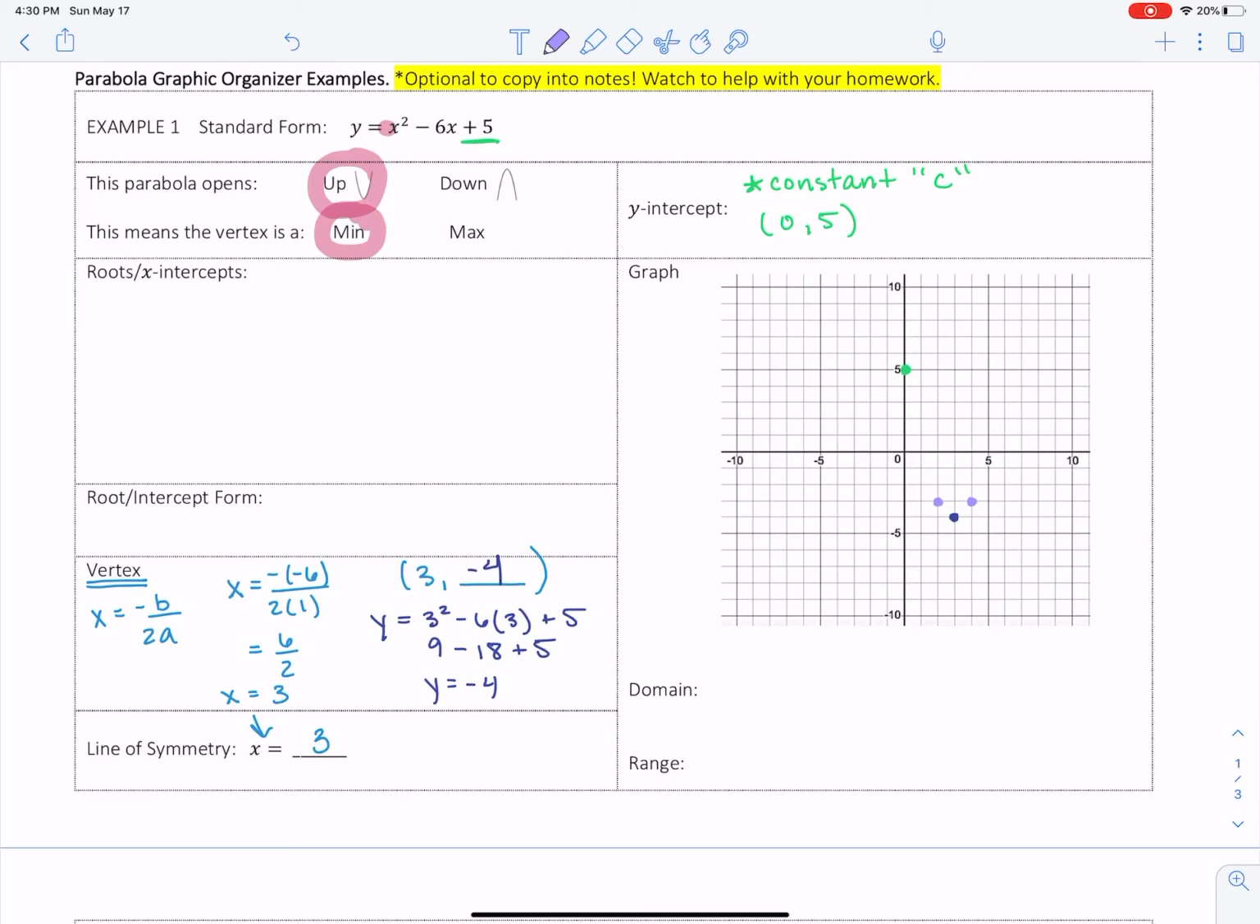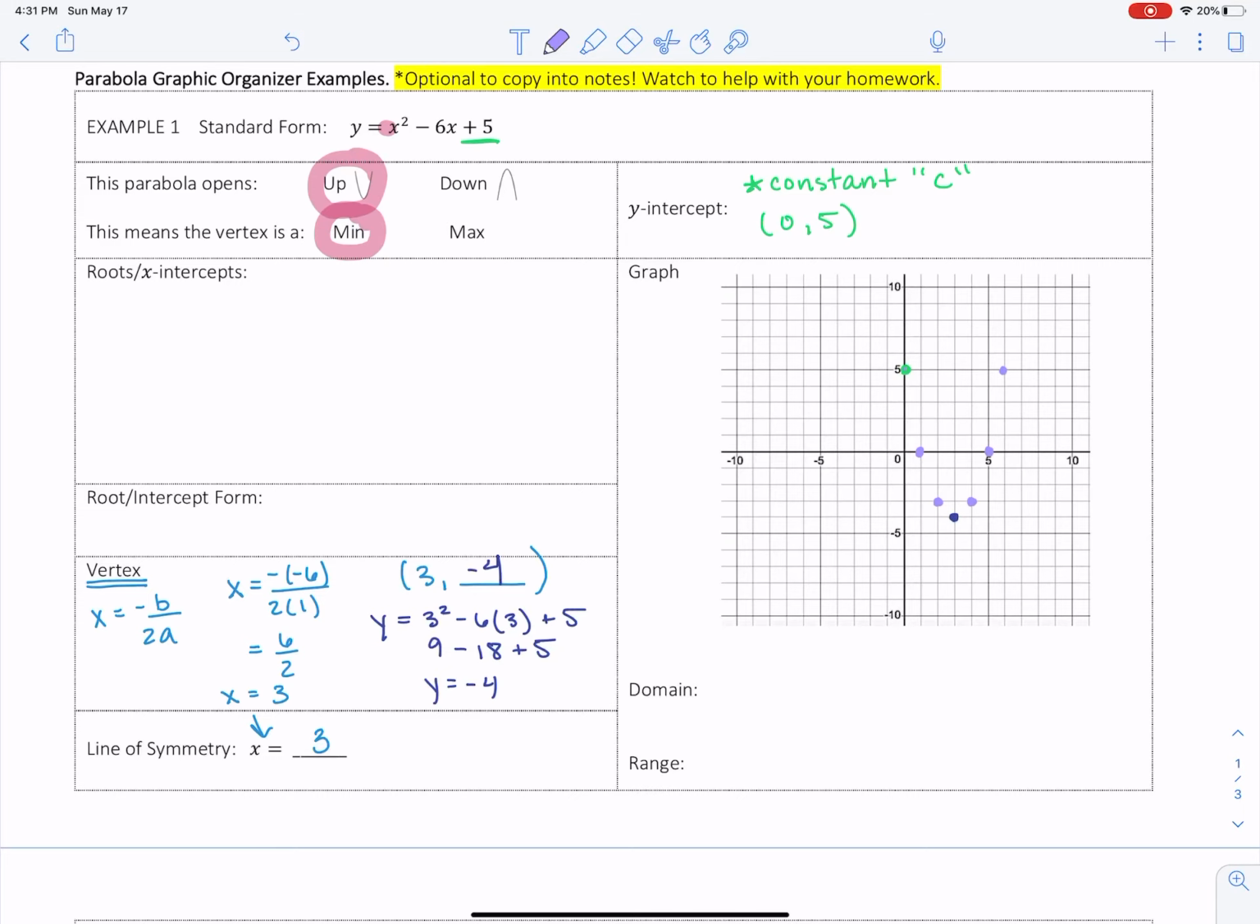Now from here, I know that things are being squared, so I'm going to go over 2, up 4, over 2, up 4. Okay, and then I go from my vertex, again, always from your vertex, over 3, up 9. Again, that was from my vertex. And it actually ends up being the same point as we graphed with our y-intercept, so I'm not going to graph that again.